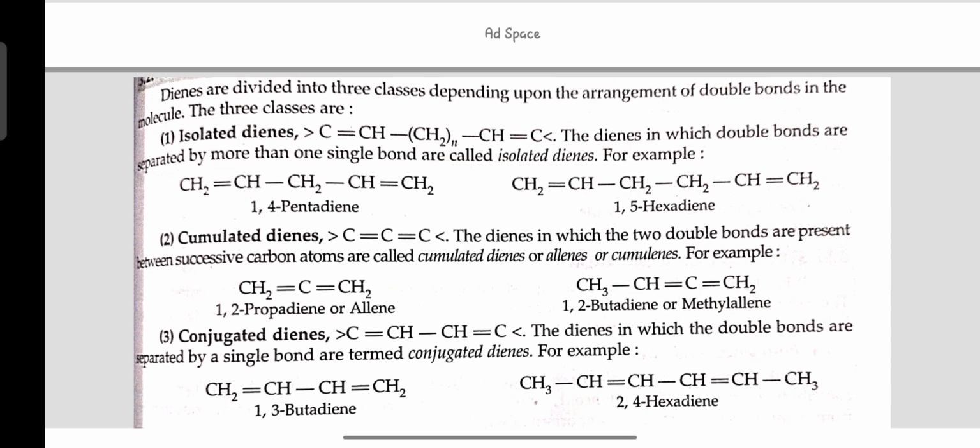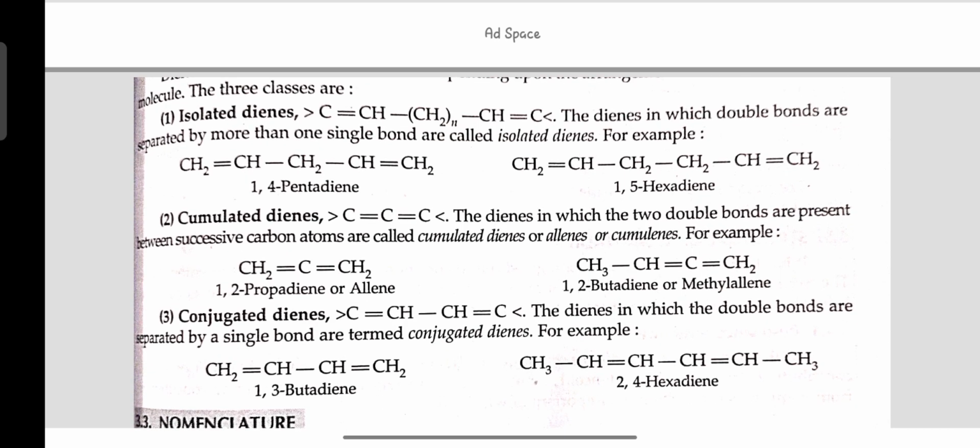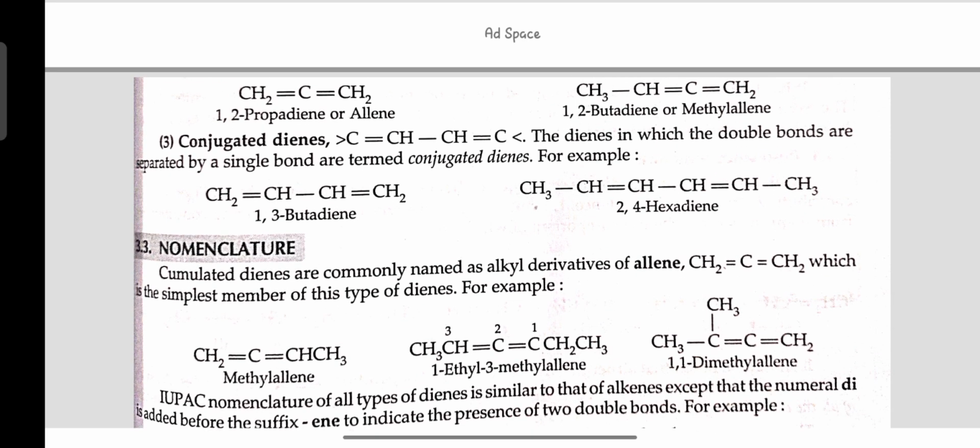1,5-hexadiene. Second, cumulated dienes. The dienes in which the two double bonds are present between successive carbon atoms are called cumulated dienes or allenes. For example, 1,2-propadiene or allene, 1,2-butadiene. Third, conjugated dienes. The dienes in which the double bonds are separated by a single bond are termed conjugated dienes. For example, 1,3-butadiene, 2,4-hexadiene.